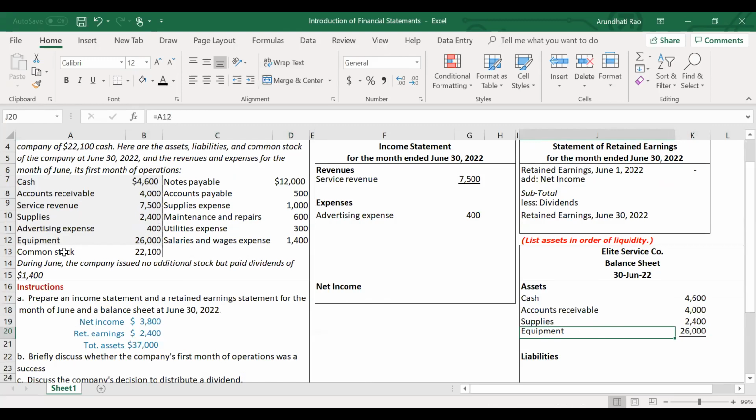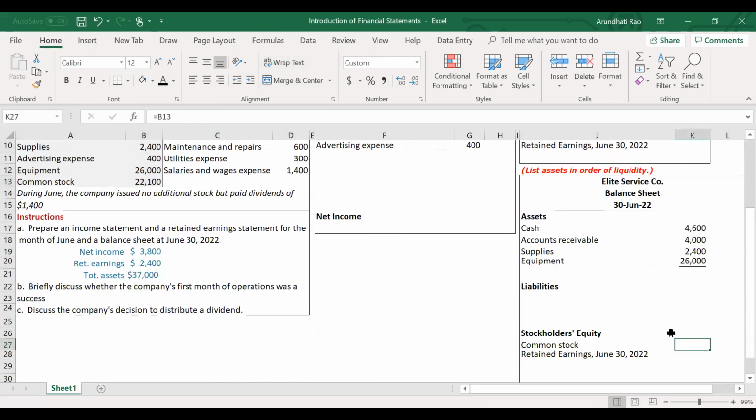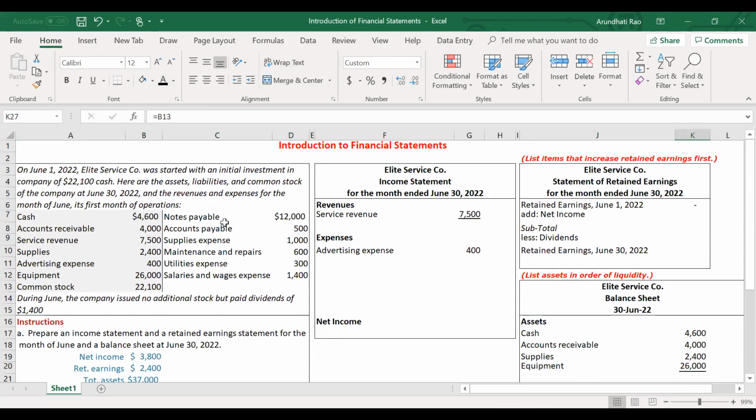Then I have common stock. We know where common stock goes. So common stock will be listed over here. The amount is $22,100.